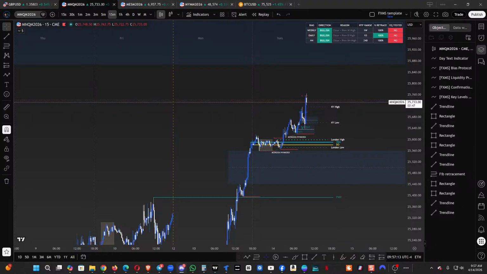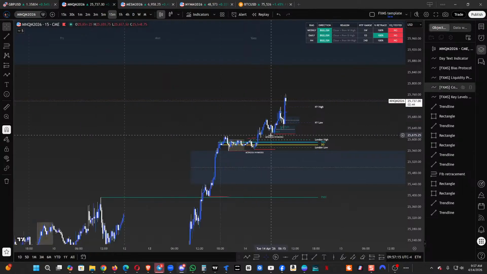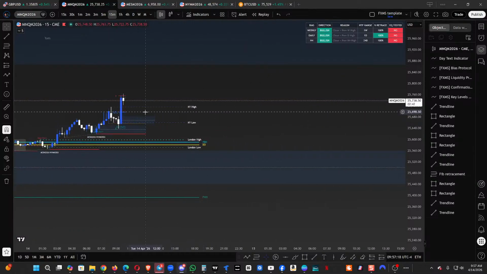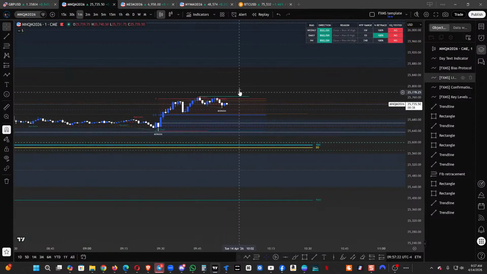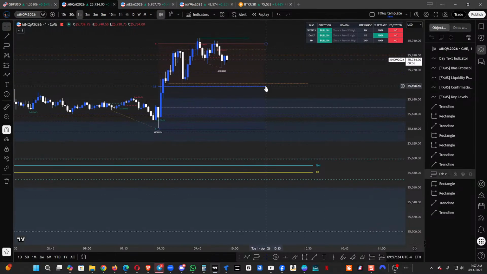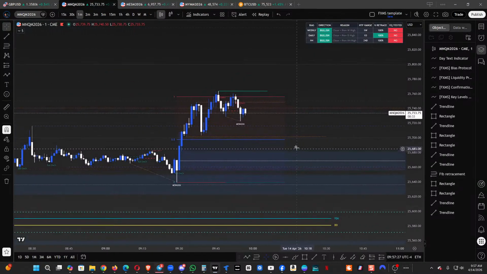So that's what we want to see. We want to verify that, and so if it holds here, right, we're going to see price trade into our level, but then we're going to see reaction from that level, away from that level, and then we can look to enter.